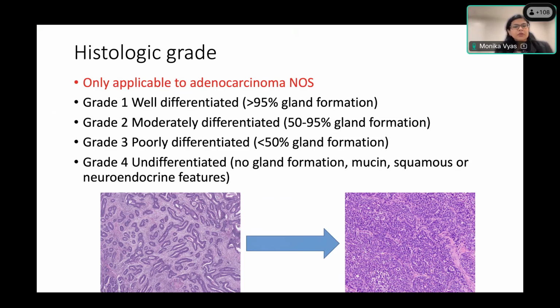We also can have undifferentiated subtypes, which have no gland formation, mucin, squamous, or neuroendocrine features. So that is completely undifferentiated. When you do a keratin, sometimes these can be negative for keratin as well, and it can be very challenging in those situations. We start thinking about whether it could be an INI or BRG1 deficient tumor, or we escalate the workup to try to categorize the undifferentiated morphology and see if we can find any correlates for that.